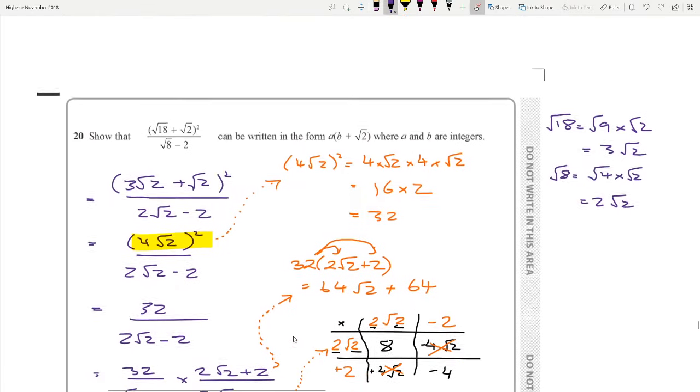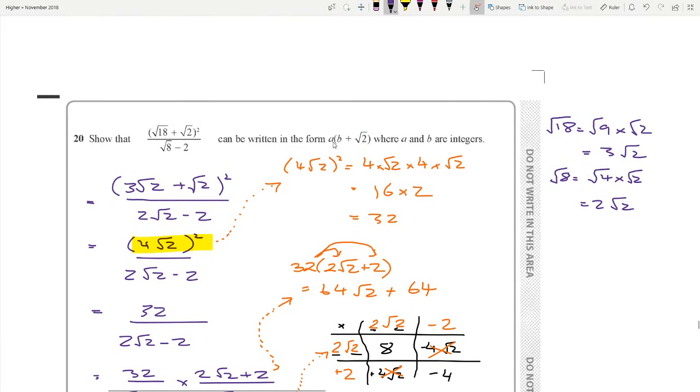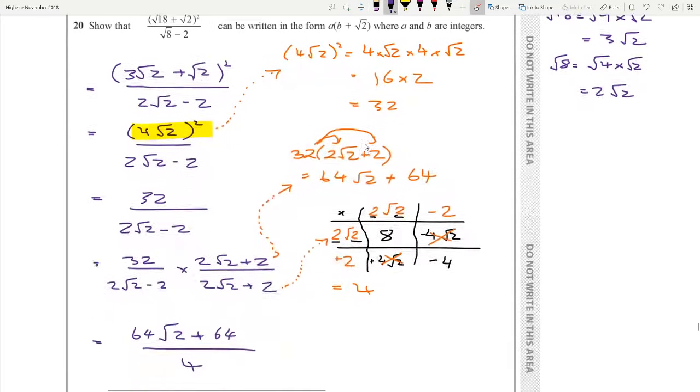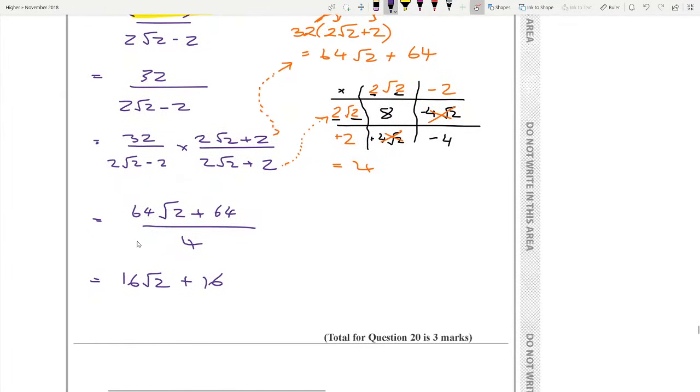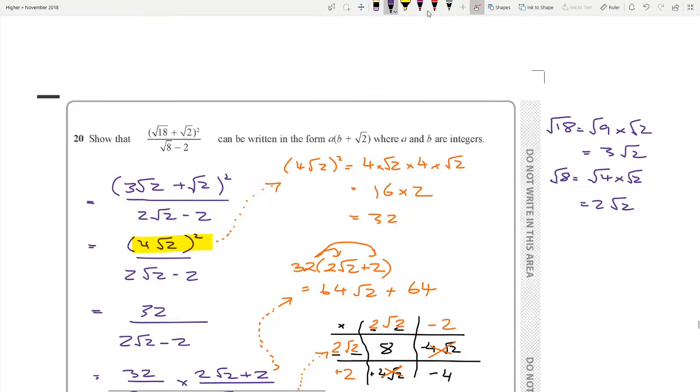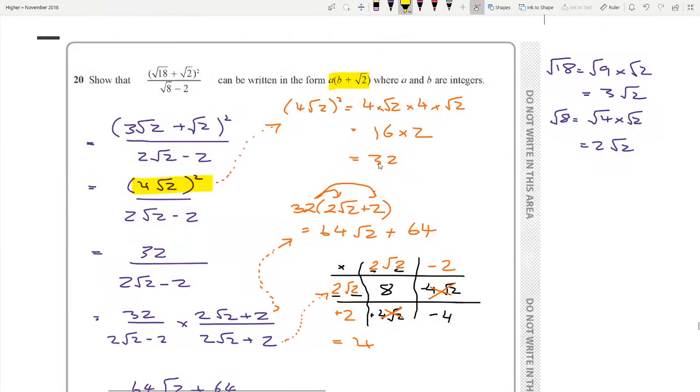Let's go back. Is that the answer? Well, no, because it wants it in this form here, so we need to factorize it. We need to factorize this by taking out a common 16, which is in both. So we get 16 bracket root 2 add 1. It wants it in this form here, it wants b, the number, in front of root 2. So let's just do it exactly as it wants.